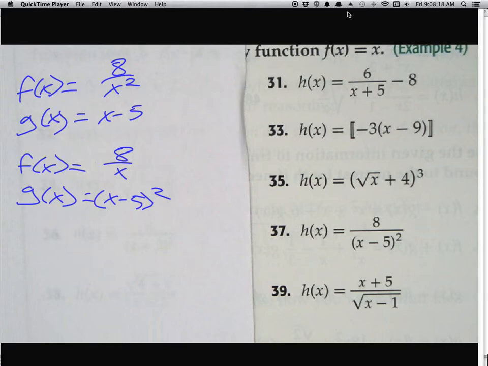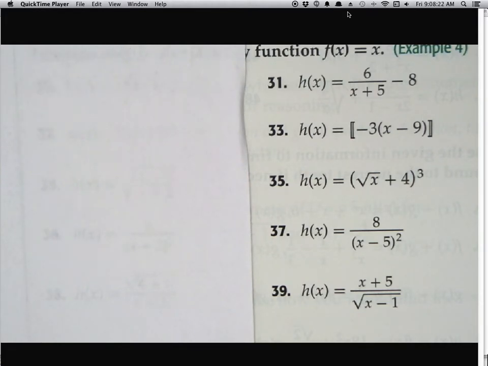Let's try 39. 39 is a little bit trickier. Desmond was pretty good at it in first hour, so let's see if anybody else can pick it up on 39. 39 takes a little bit more brain power. Kathleen?